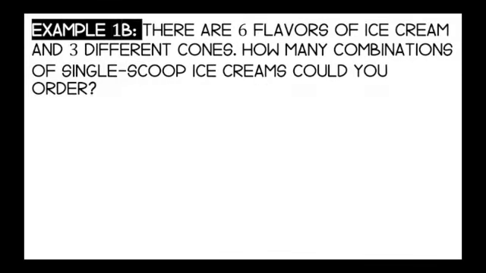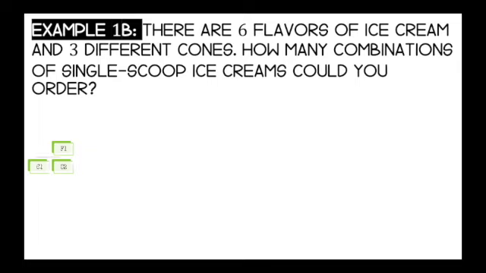All right, let's look at another one. What if I had 6 flavors of ice cream in 3 different cones? So, you know, chocolate, vanilla, strawberry, peaches and cream, pecan, and raspberry. I don't know, made those up. 3 different cones. So waffle, sugar, and chocolate. I don't know. How many combinations of single scooped ice cream could we order?